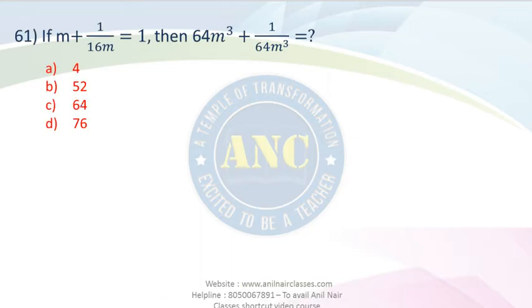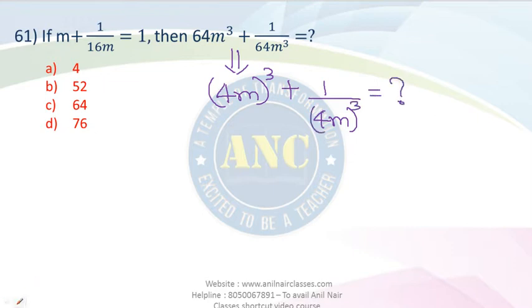Question number 61. Again, it is similar to the previous models we solved earlier. If m plus 1 by 16m is equal to 1, 64m cube plus 1 by 64m cube is equal to how much? Now, this can be written as 64m cube is nothing but 4m whole cube, and 1 by 64m cube is 1 divided by 4m whole cube. Think logically, sir. A little logical thinking can make you solve the question so easily.